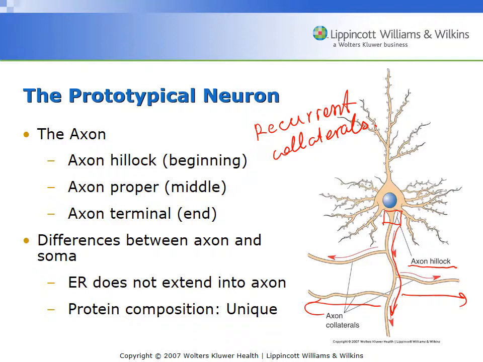So the diameter of the axon can vary from 1 micron to up to 25 microns. And as we will see later on in the course, because the axon is primarily involved in transduction of electricity, the thicker the axon, the faster the impulse travel speed is.